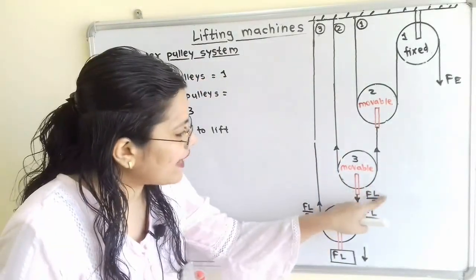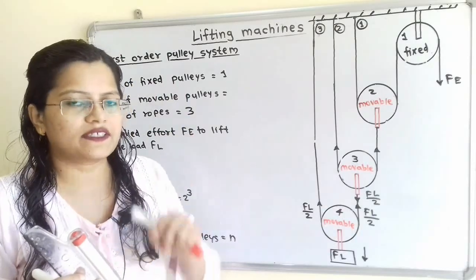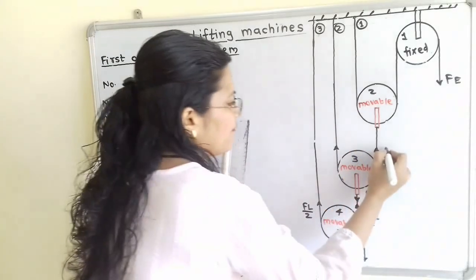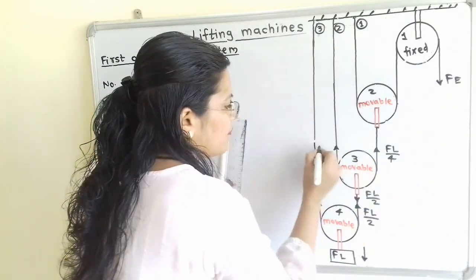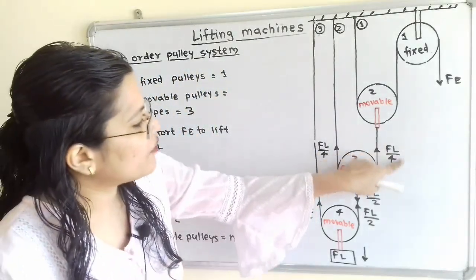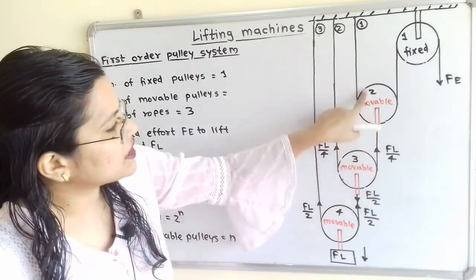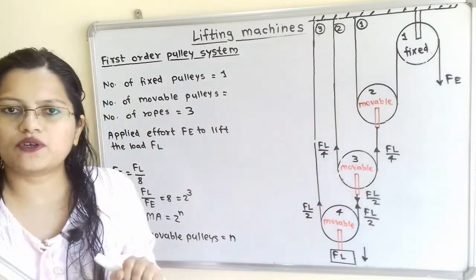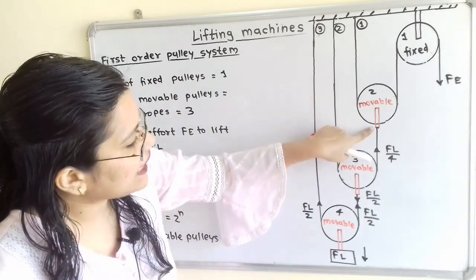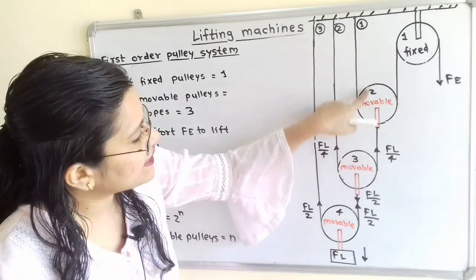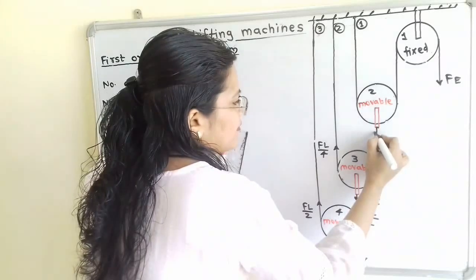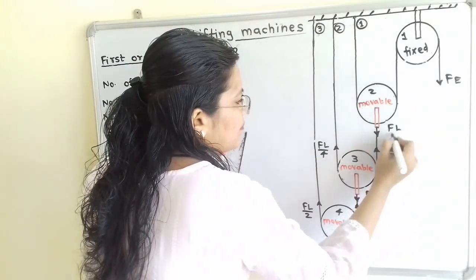So we have to divide this FL by 2 into two equal parts. That is half multiplied by FL by 2. So we will write here FL by 4, FL by 4 and FL by 4. Now this FL by 4, that is this total tension, is attached to the pulley number 2, which is movable. So this pulley is also movable. So we can say that this tension created nearby to pulley number 2 is in the opposite direction. So I will say here it is equal to FL by 4.